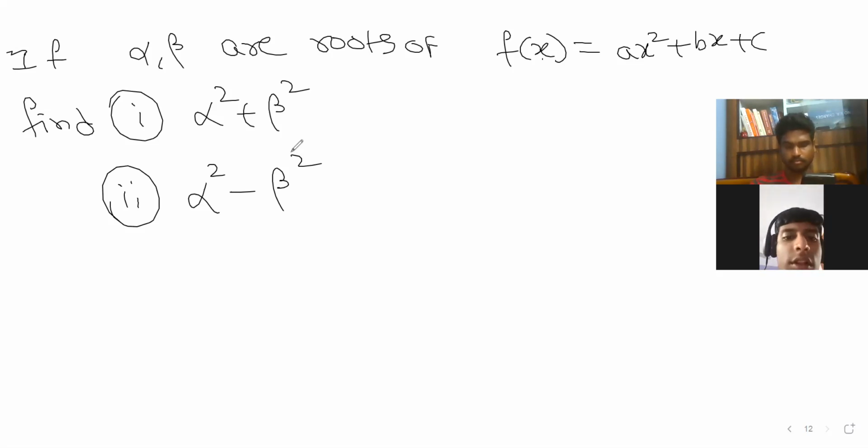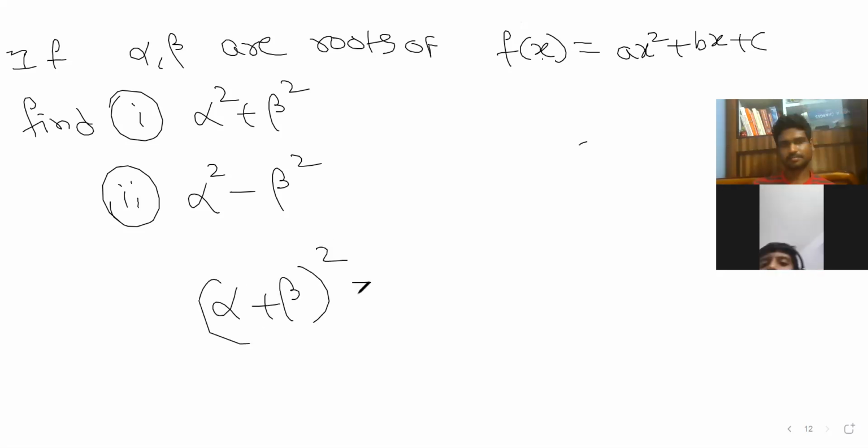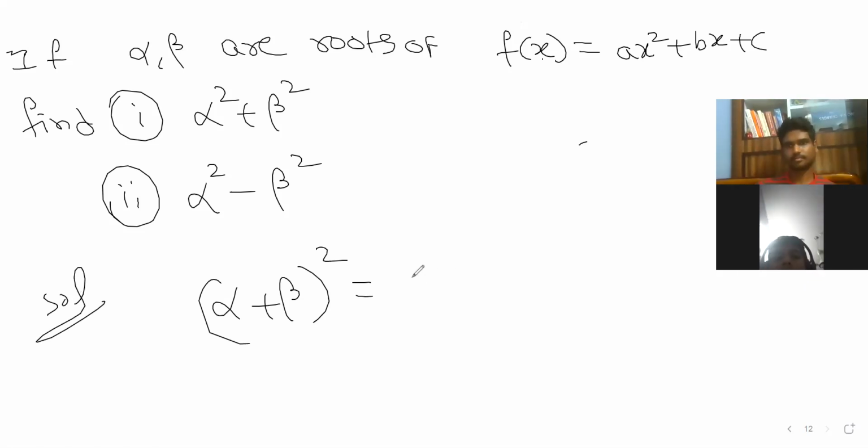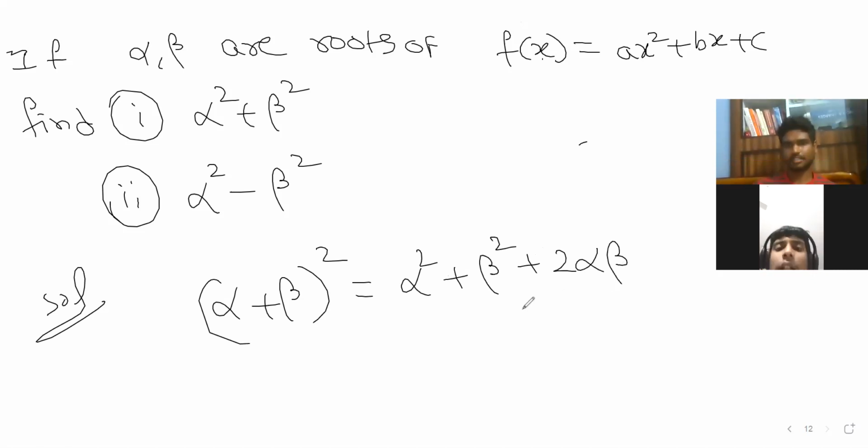What is this kind of equation? You need to find what is alpha square plus beta square. For this, you need to know what is alpha and what is beta, right? You don't know. Alpha and beta are variables, and the equation is also in variables. You can't find alpha and beta when they are in variables. So here we will use the trick, right? What is alpha plus beta whole square? Alpha square plus beta square plus 2 alpha beta, right?